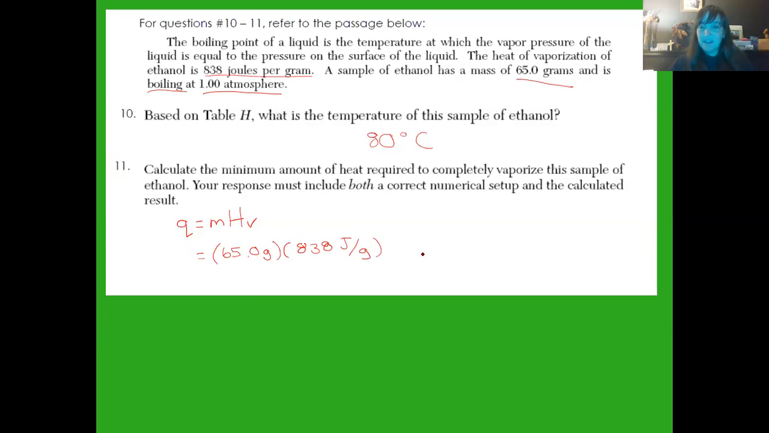So I've got 65 grams times 838 joules per gram. And putting that in my calculator, that makes 54,470 joules. Looks like we have 3 significant figures, so we'll call that 54,500 joules. Or if you wanted to put it in kilojoules, 54.5 kilojoules, just for fun.